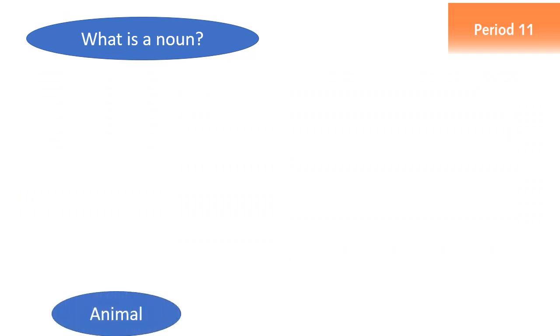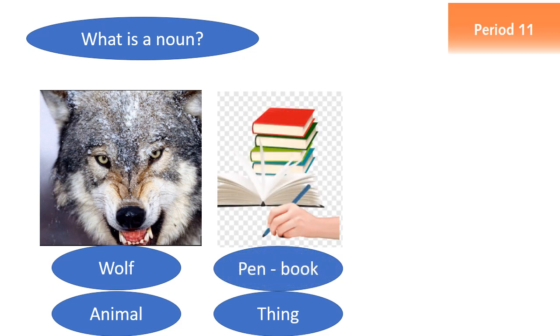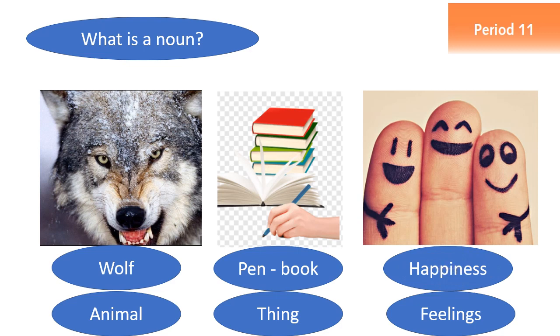Yes, it can be an animal: wolf, lion, tiger, tigress, hen, duck. And it could be a thing: pin, book, chair, disc. And it could be feelings: happiness, sadness, pleasure. Now we understand what a noun is. So a noun is a word that can be a person, an animal, a thing, feelings, or a place.